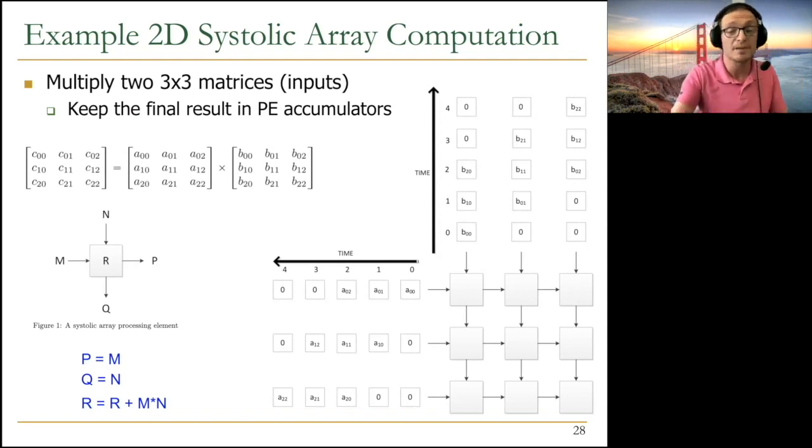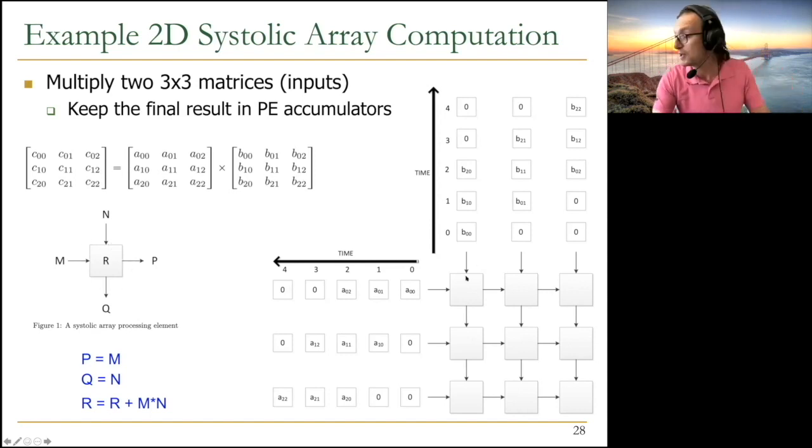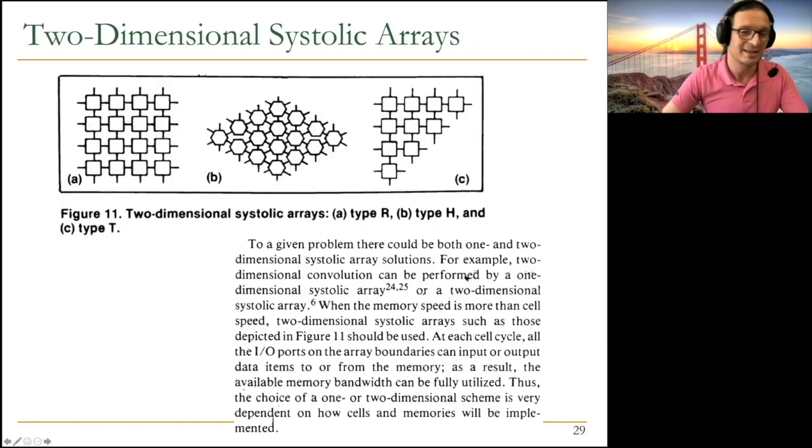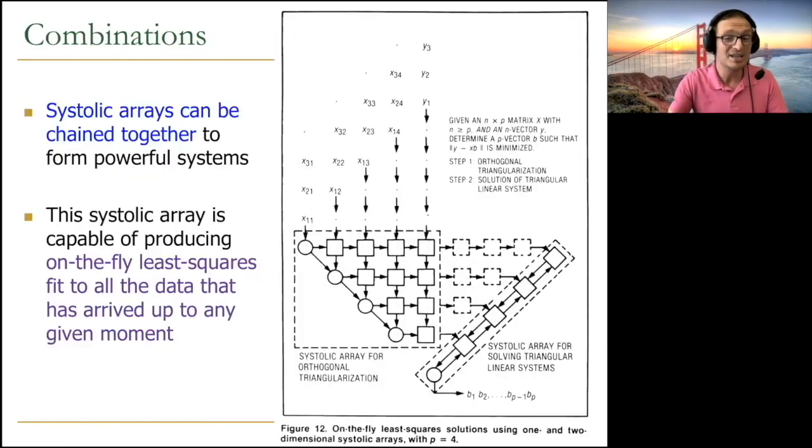But you can also implement a 2-dimensional systolic array that outputs the result as opposed to accumulating it inside an accumulator inside the processing element. Okay, think about that. There could be combinations also. In fact, this beautiful paper goes into a lot of interesting combinations. You can chain together systolic arrays to form even more powerful specialized systems.